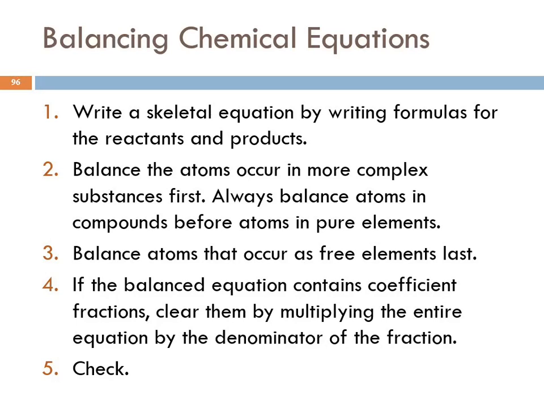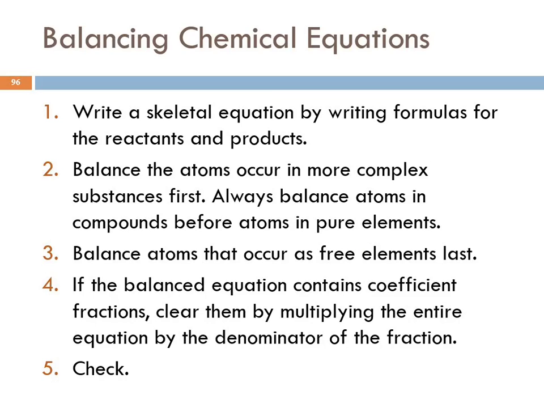A place to start. So the first thing is write a skeletal equation by writing the formulas for the reactants and products. You have to start with the correct formulas for reactants and products. Write those out, showing which are the reactants, which are the products. And then we're going to balance the atoms. And this part is a suggestion. So they suggest balancing the atoms that occur in more complex substances first, and always balance the atoms in compounds before atoms in pure elements.